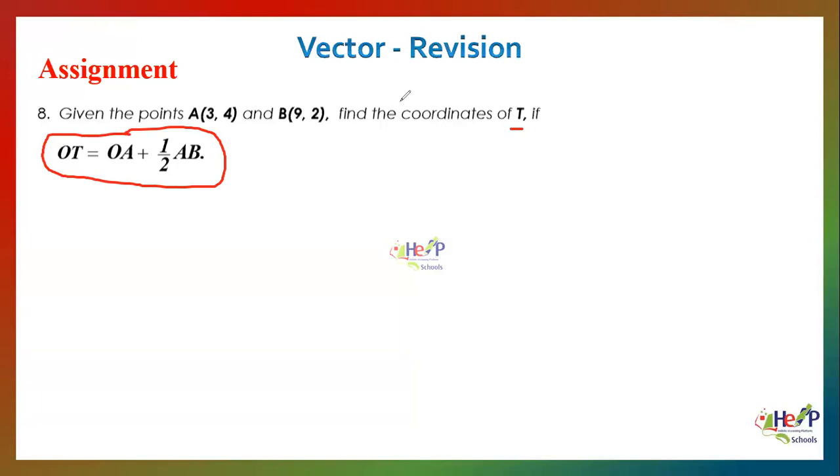Yeah, to get AB, we get OB minus OA, which is (9, 2).